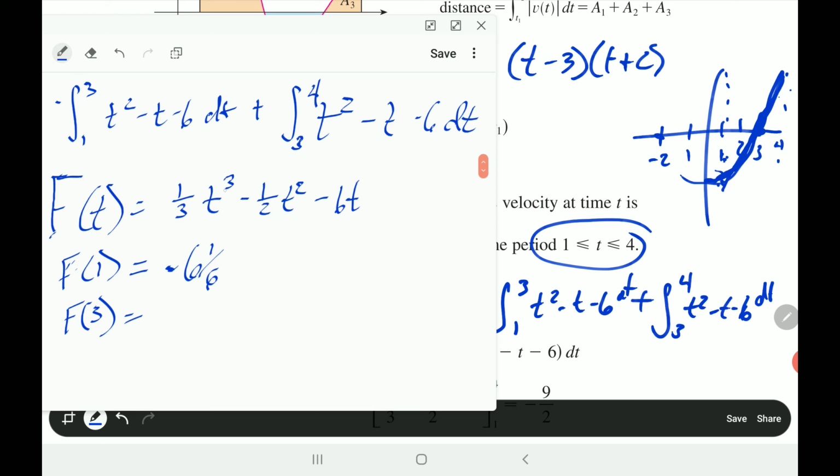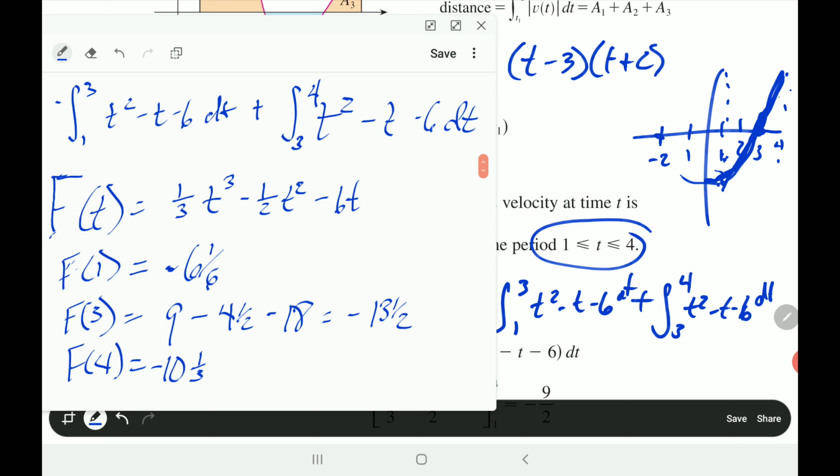That's going to give me 1/3 of 27, so 9, minus 1/2 of 9, so 4.5, minus 18. So that's going to be negative 13 and 1/2. All right. And then we have f of 4, which I think we already know. We wrote that as negative 10 and 1/3.